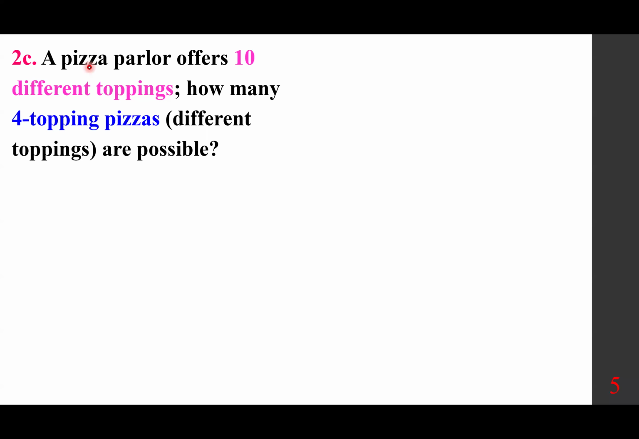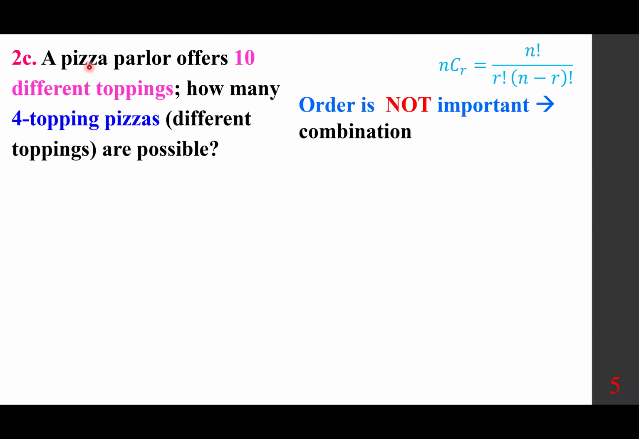A pizza parlor offers 10 different toppings. How many 4-topping pizzas, with different toppings of course, are possible? We are going to use combination because order is not important. Your first pick, whatever it might be, or the second or third or fourth, makes no difference. So we're going to follow this formula, and into this formula, n is 10, r is 4. That's what we put in.